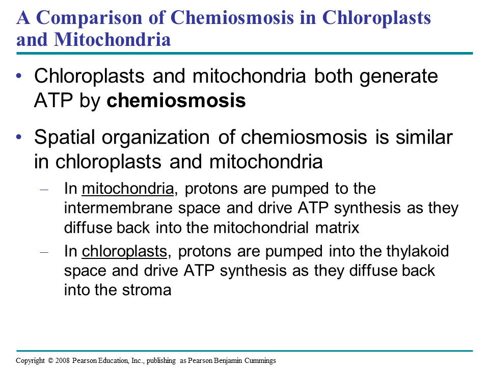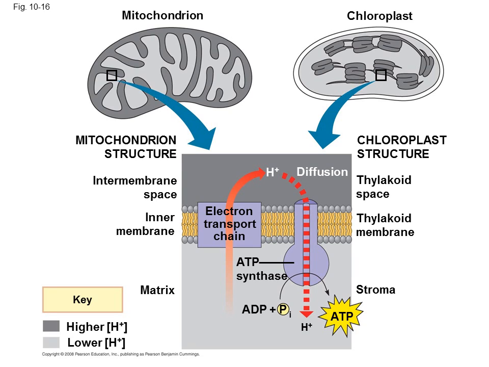So in mitochondria, protons are pumped across the membrane into the intermembrane space, and then as they diffuse back into the mitochondrial matrix, they drive the synthesis of ATP. So I told you that there are a bunch of different diagrams in the book that show how this happens. This is the simplest one, and this is the one that I'd like you to focus on.